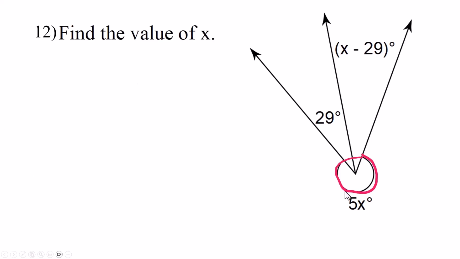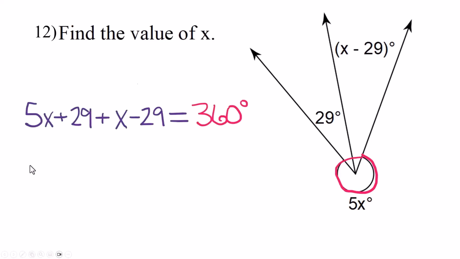This is all going to add up to be one big circle. That's going to be 360. So if I add all those things together, now we need to combine some terms here and see what we got. Well, we got the positive 29 here and the minus 29 there, and they're on the same side of the equation, so they cancel each other out.